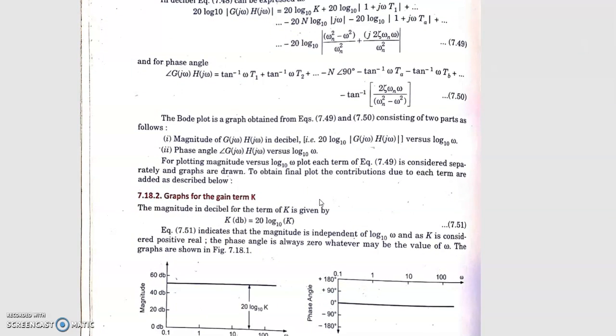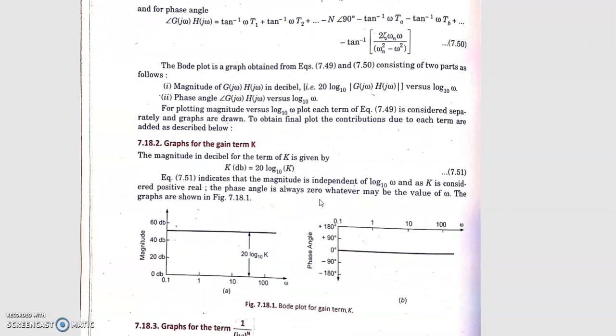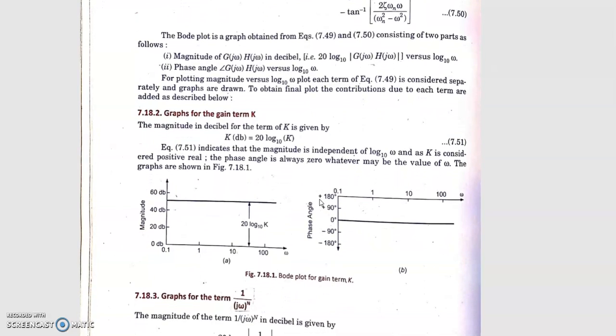Now we have to describe how we can draw the Bode plot in terms of the constant term, the numerator terms, and the denominator terms. So step by step we can find out. So comes the equation number 7.51, that is the gain.